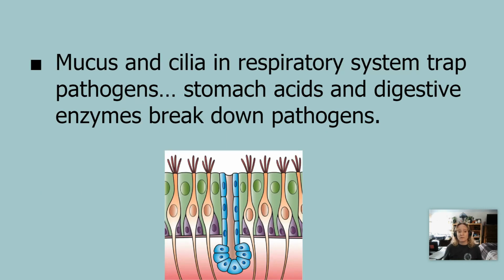You also have mucus and cilia in your respiratory tract, so on the inside, and your nose, so all of your sinuses, that trap pathogens. Stomach acids and digestive enzymes also break down pathogens. So we have multiple layers of defense. So in this image, you can see some of those little hair cells, and you can see a gland that would produce maybe sweat in your skin.